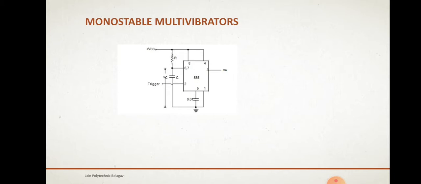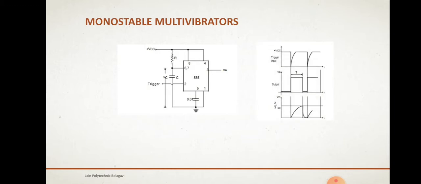for a certain time. It takes the capacitor to charge from 0 to plus 2 VCC by 3. This time period, which equals the monostable output pulse width, is given by the equation T high equal to 1.1 RC.